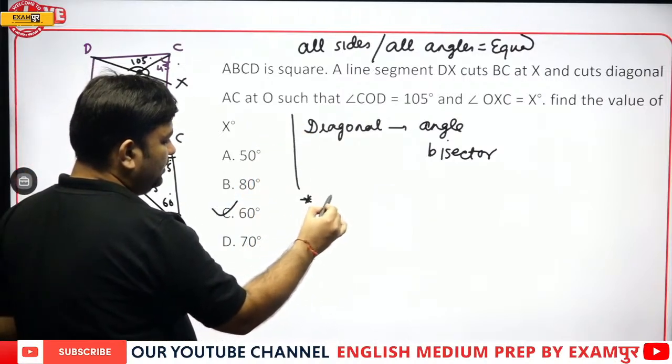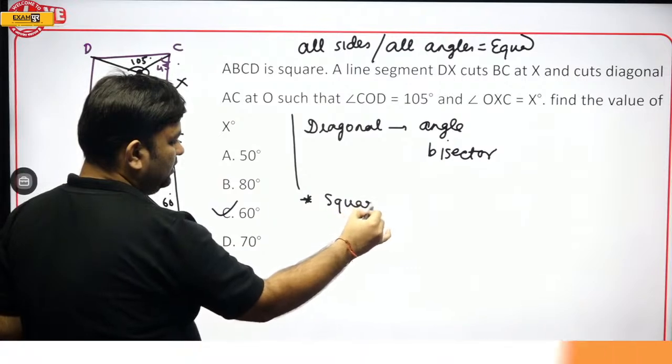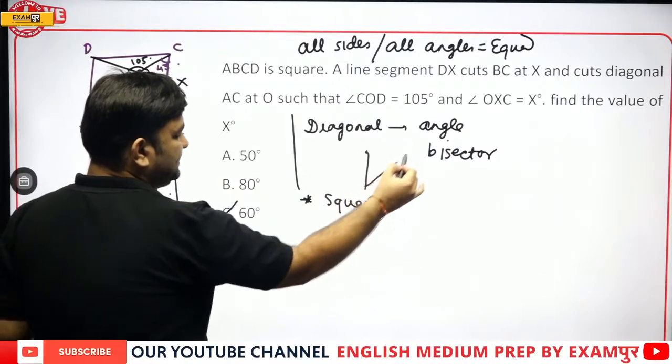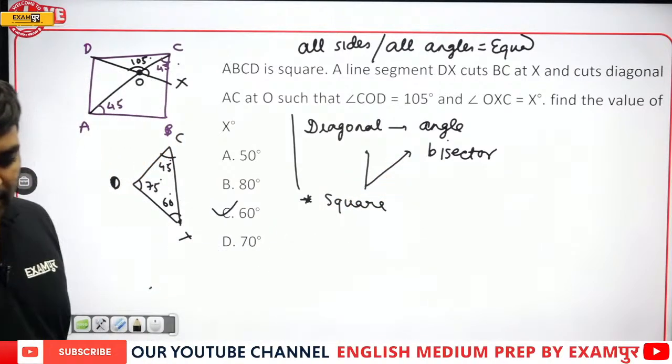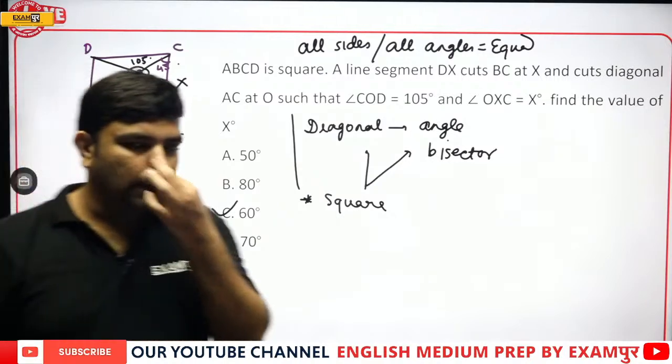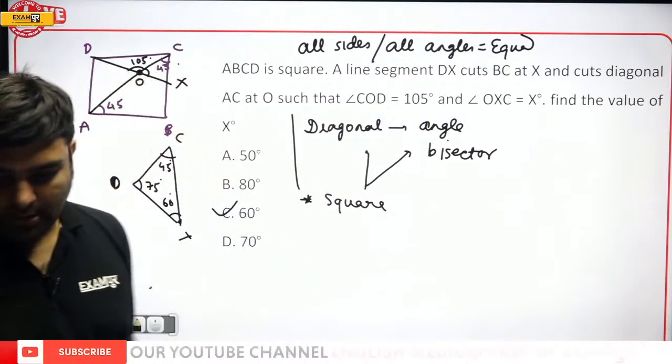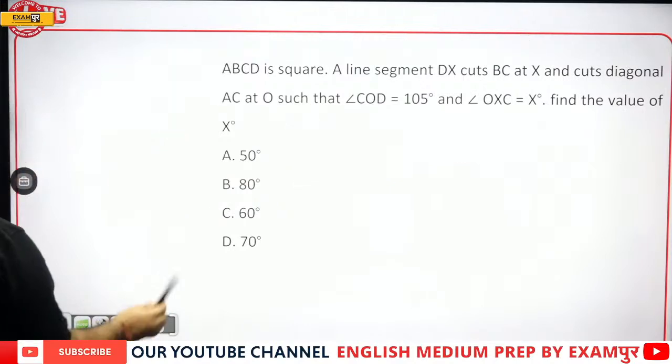In a square, the diagonal is the angle bisector as well. Let's move on.